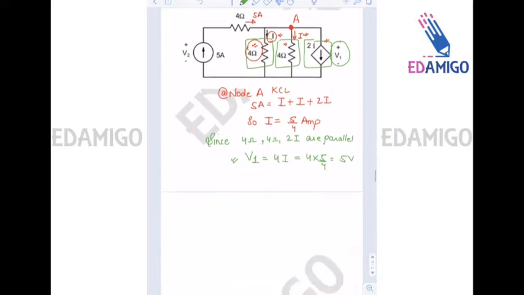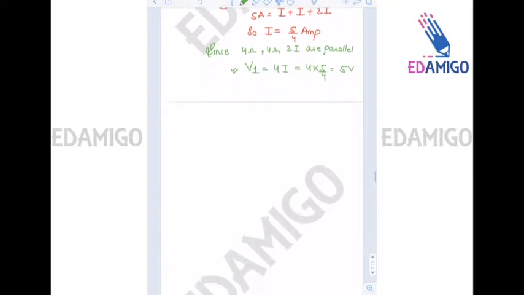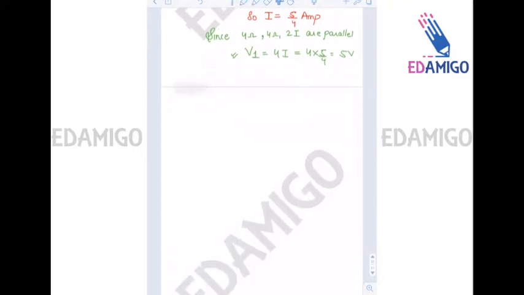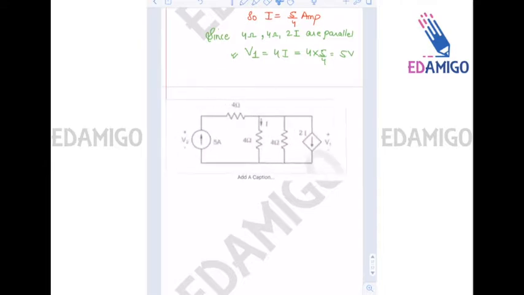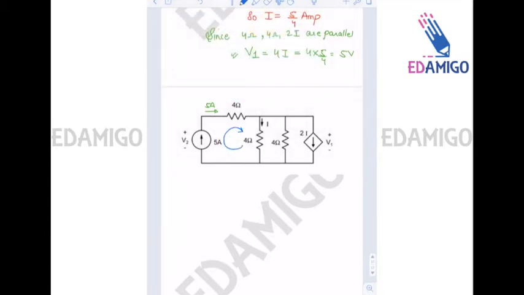Now I will just paste this figure again. Now we have to find V2. Okay, to find V2, we know that in this branch the current is 5 ampere. To find V2, we will apply KVL in this loop. Okay, this is node A, this is B, and this is C. So C A B C is the loop.